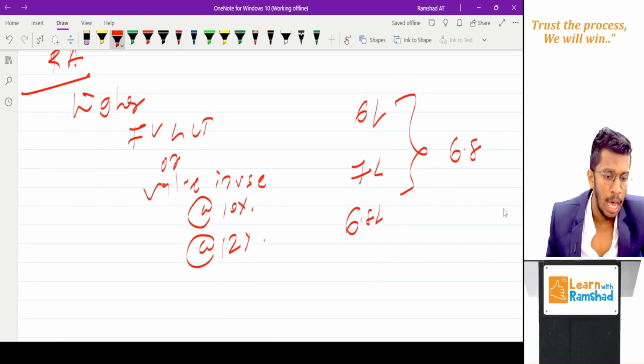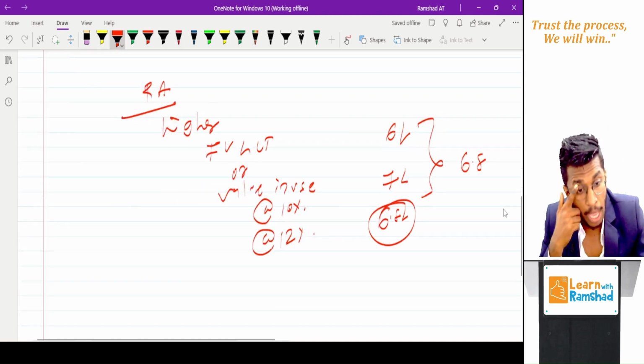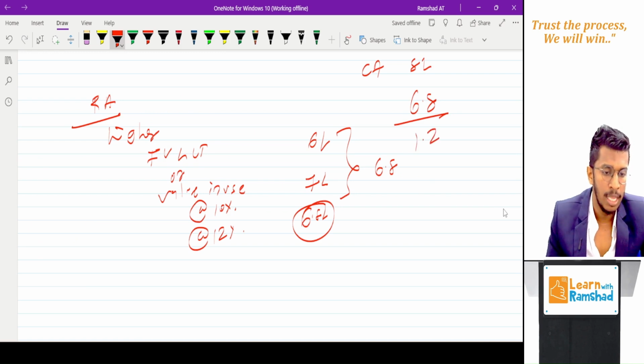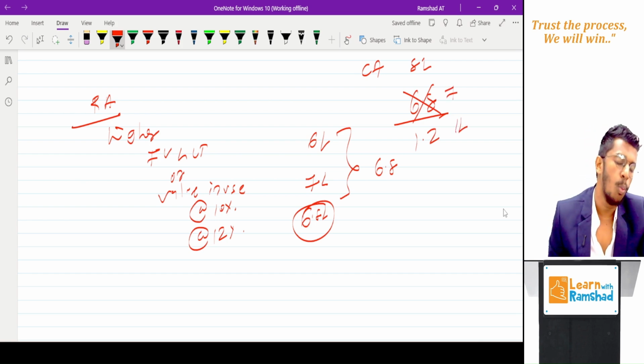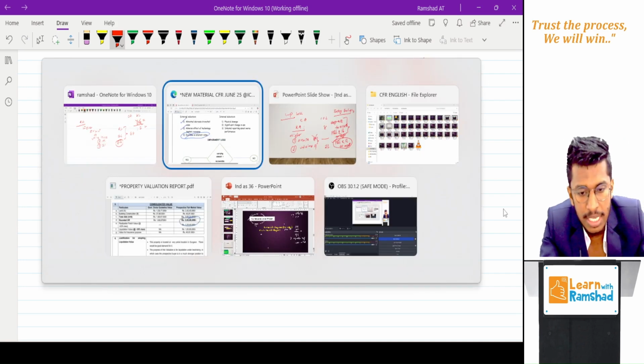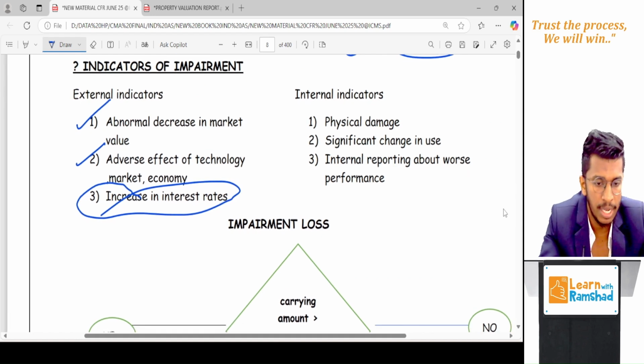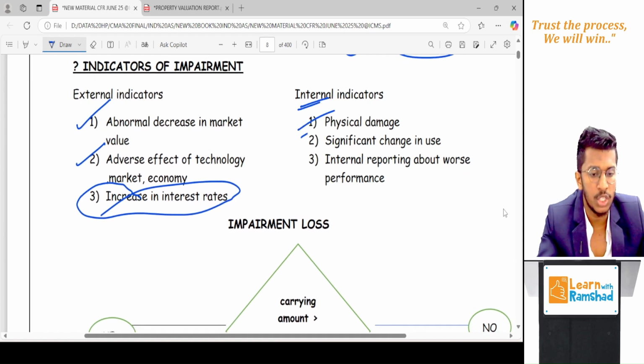6.8 will be the recoverable amount, and if carrying amount is 8 lakh, then in that case you will have a 1.2 lakh impairment loss. If the interest rate is 10%, then it will be 7 lakh, and impairment loss is only 1 lakh. So in short, due to this increase in interest rate, there is a chance for impairment. I'm not saying in each case there will be an impairment loss, but there is a high chance. This is just an indicator. Ready? Then internal indicators we mention here.